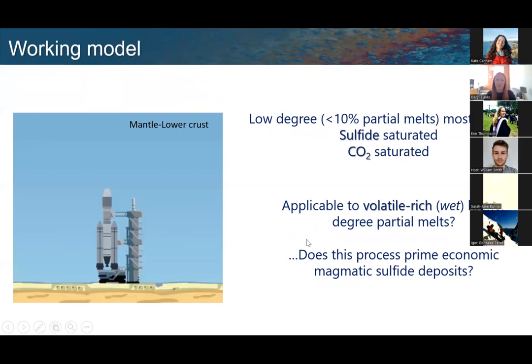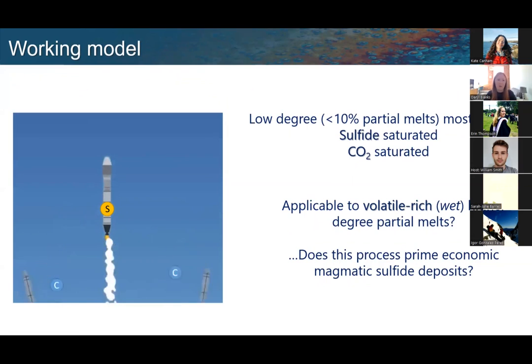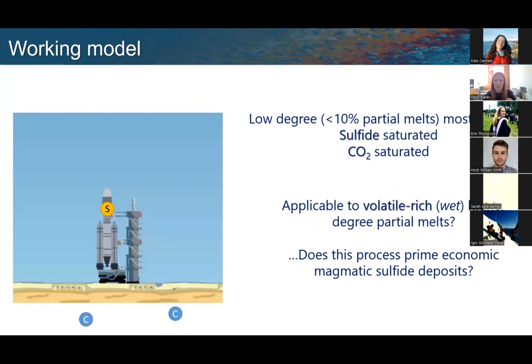So to summarize into our working model and come back to the rocket: essentially what we're proposing is that the sulfide represents the main rockets. This is the sulfide and the metals, whereas it's the carbon as a supercritical CO2 fluid that is represented as jet boosters. So this provides the energy needed to transport these from the mantle into the crust. But by the time we get to the upper crust, the association has separated.